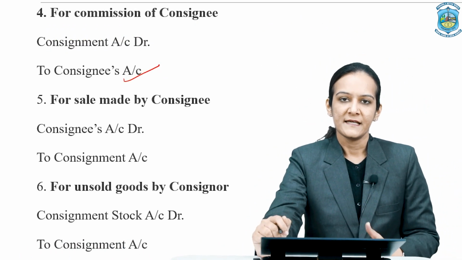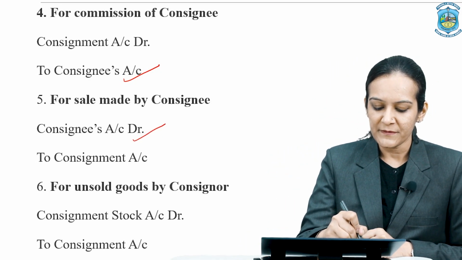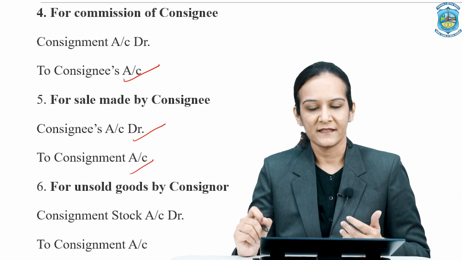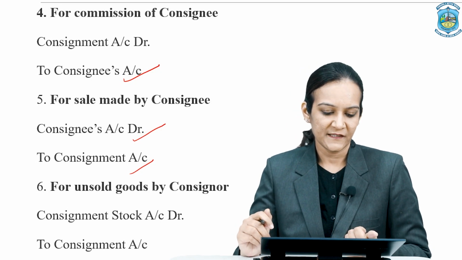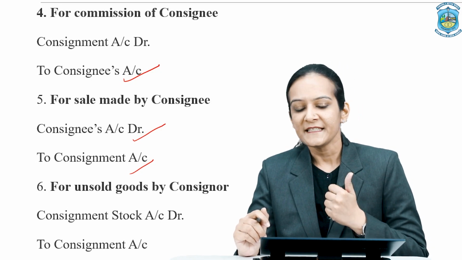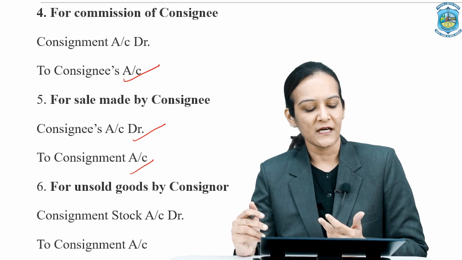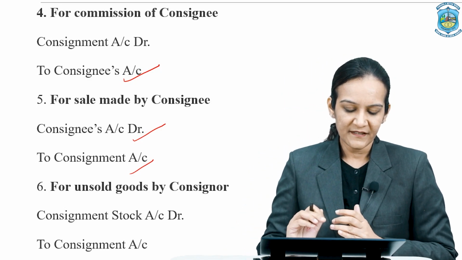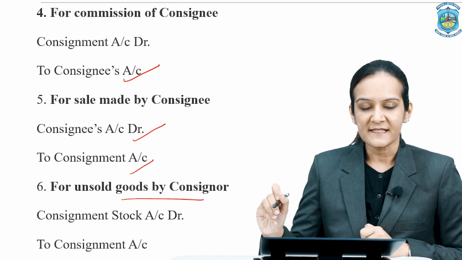Now when the sale is made by the consignee, the entry is consignee's account debit to consignment account. Remember, the sale is not made by the owner directly. It is the consignee who is actually making the sales on behalf of the consignor. So it is consignee's account, it is his account that is to be debited. The consignee's account is debited and consignment account is to be credited. Next is for the unsold goods by the consignor.